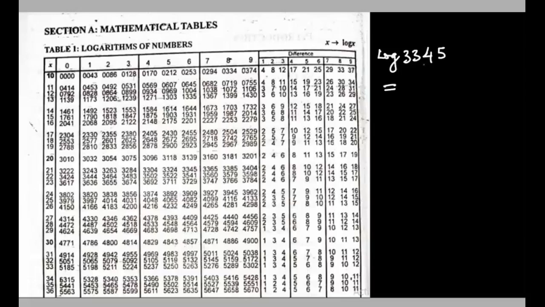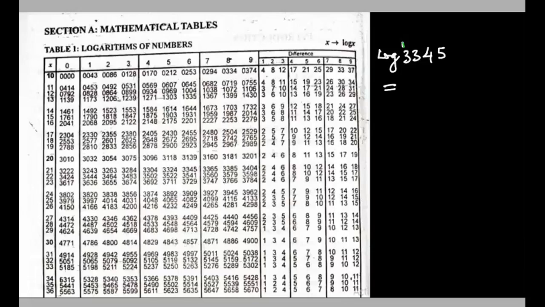Now, to find a number's characteristic, first of all, determine the number of digits in the whole number. For this number 3345, the whole number is just 3345. And how many digits are in 3345? 1, 2, 3, 4. Yes, 3345 has 4 digits.